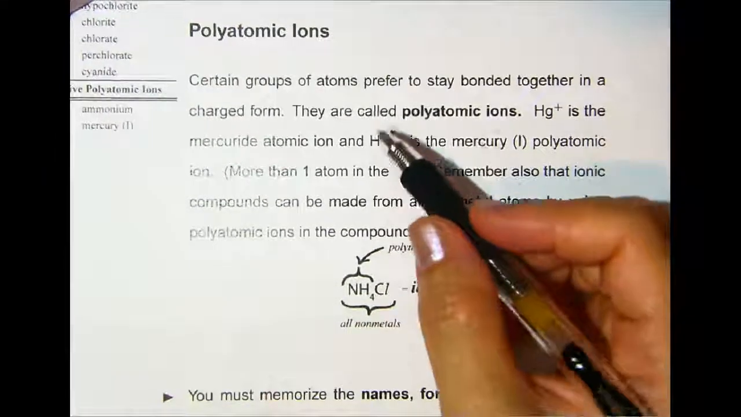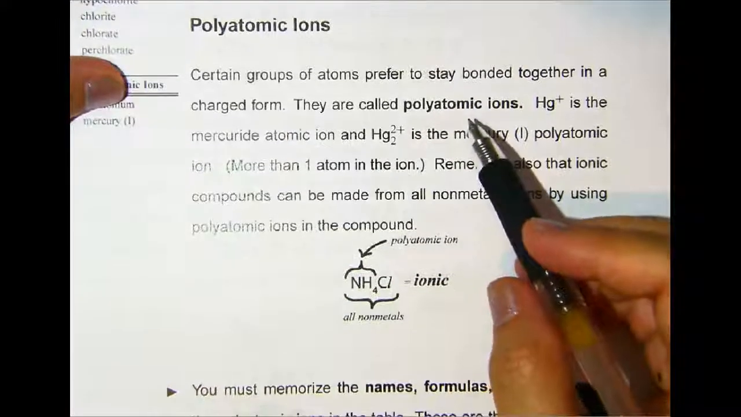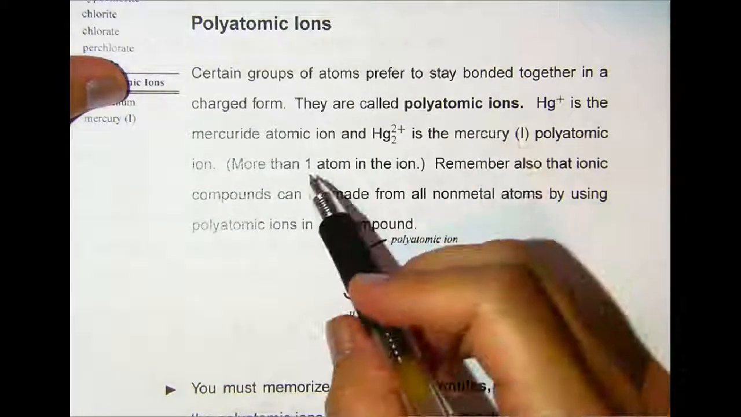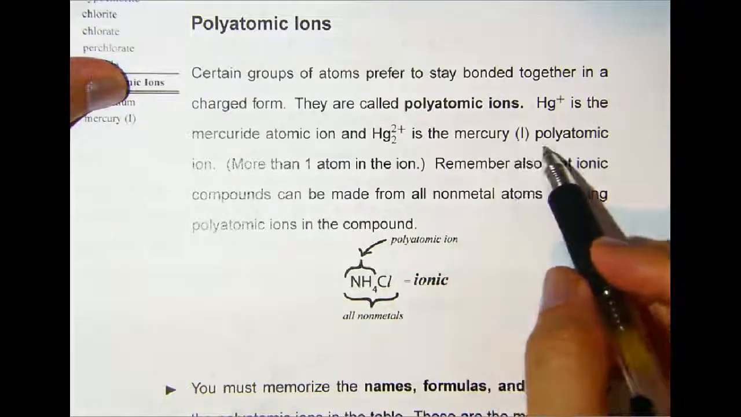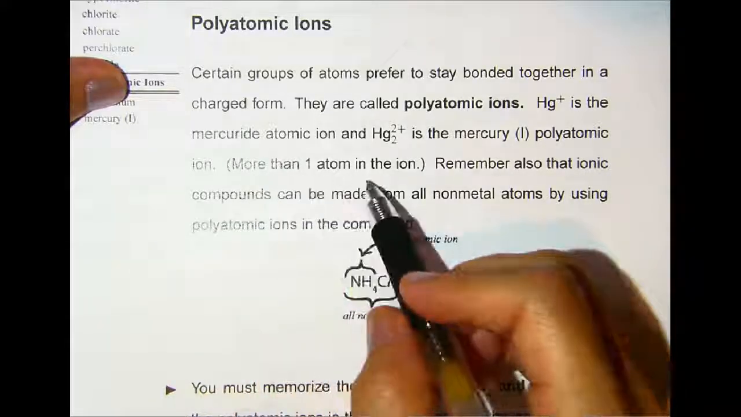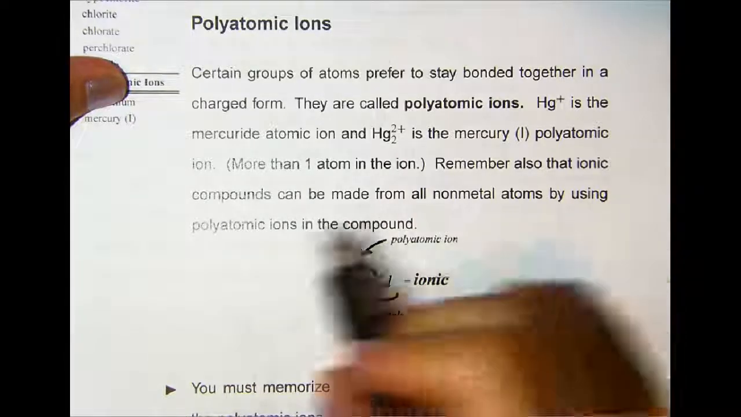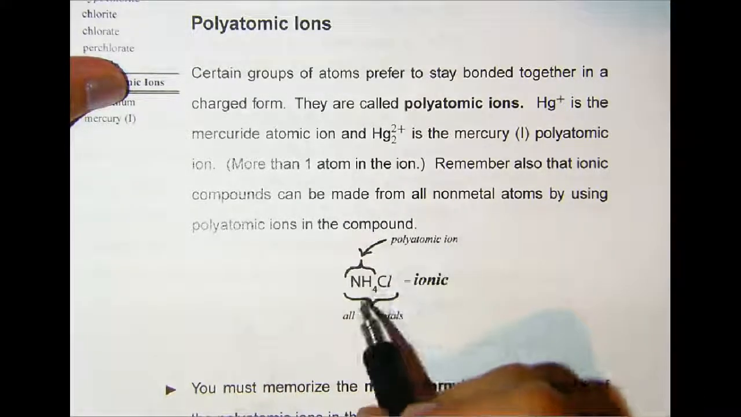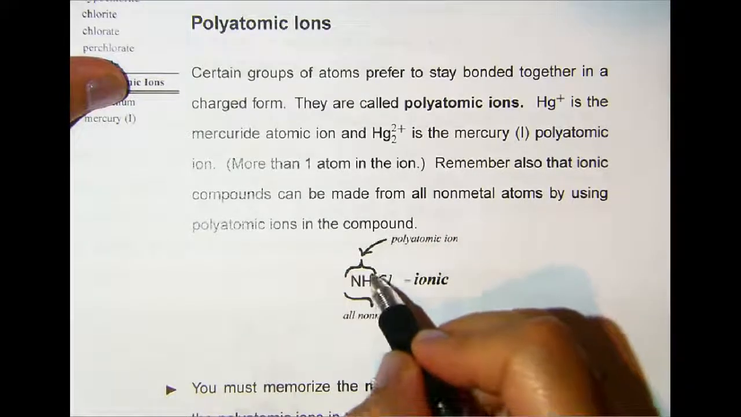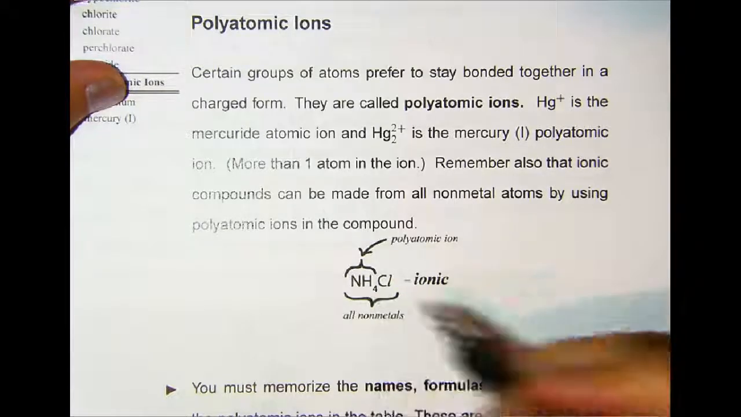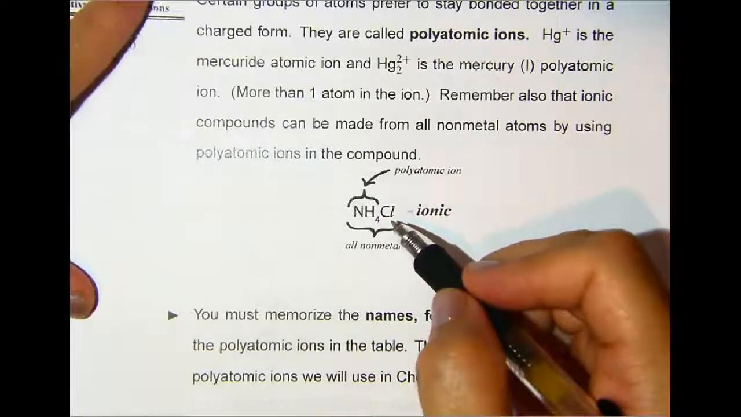Polyatomic ions. Certain groups of atoms prefer to stay bonded together in a charged form. They are called polyatomic ions. Hg+ is the mercuride atomic ion, and Hg2 2+ is the mercury(I) polyatomic ion. More than one atom is in the ion. Remember also that ionic compounds can be made from all nonmetal atoms by using polyatomic ions in the compound. So here, NH4 is ammonium, and together they all possess a positive 1 charge. This is a polyatomic ion. Whereas the chloride, because it's only a single element, is a monoatomic ion.